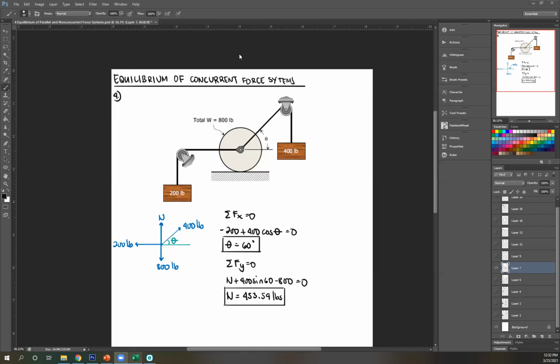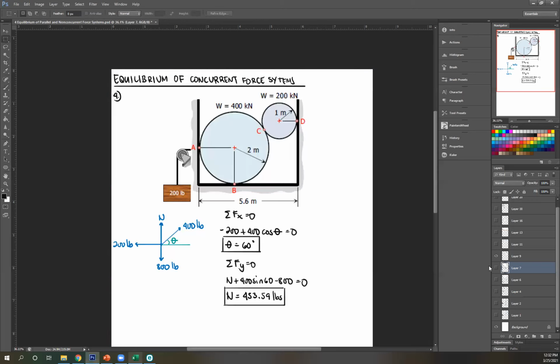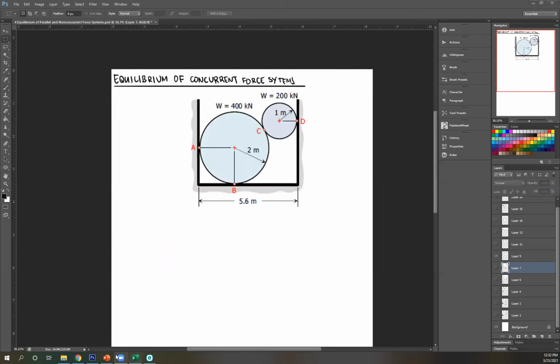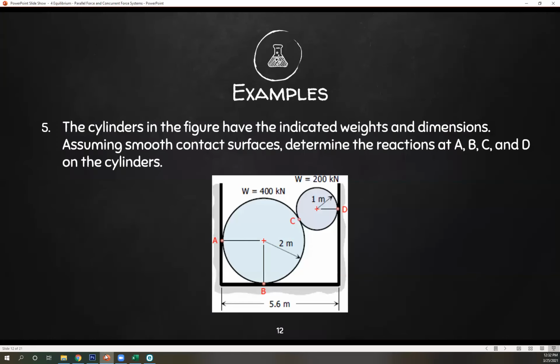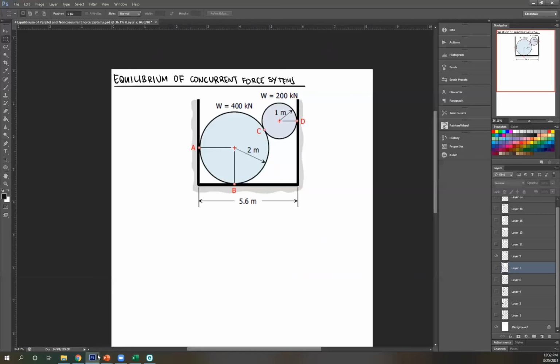Okay, great. None. So let's move on to number 5. It's a bit more complicated, but still pretty much easy. The cylinders in the figure have the indicated weights and dimensions. Assuming smooth contact surfaces, determine the reactions at A, B, C, and D on the cylinders. So pretty straightforward. We just want to know reactions at A, B, C, and D. And take note, they're all at surfaces in contact. So that means those reactions are your normal forces.